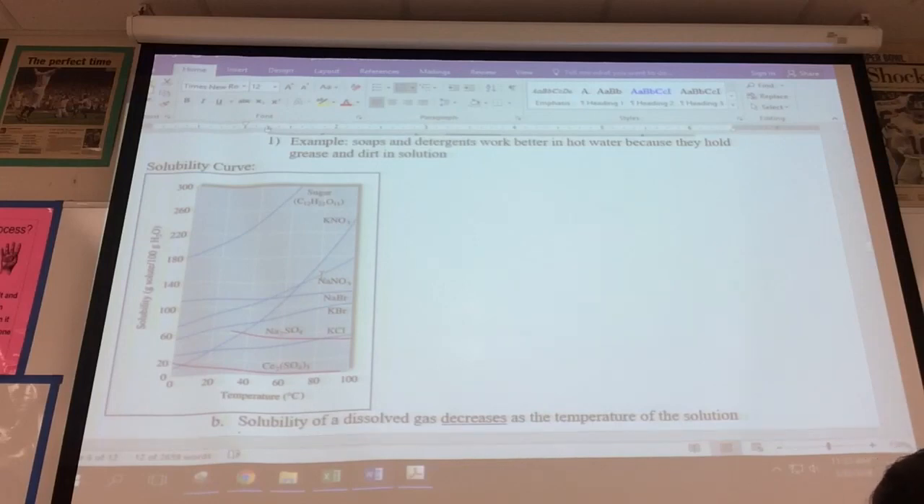How do you know where the saturated, unsaturated, and supersaturated are on that one? For which substance? Any of them? Yeah. If you have potassium nitrate right here, this is its line. Above that line would be supersaturated. So at 40 degrees Celsius, if you had 180 grams of potassium nitrate in 100 grams of water, you'd be right where my cursor is, and you'd be supersaturated because it's above the line.